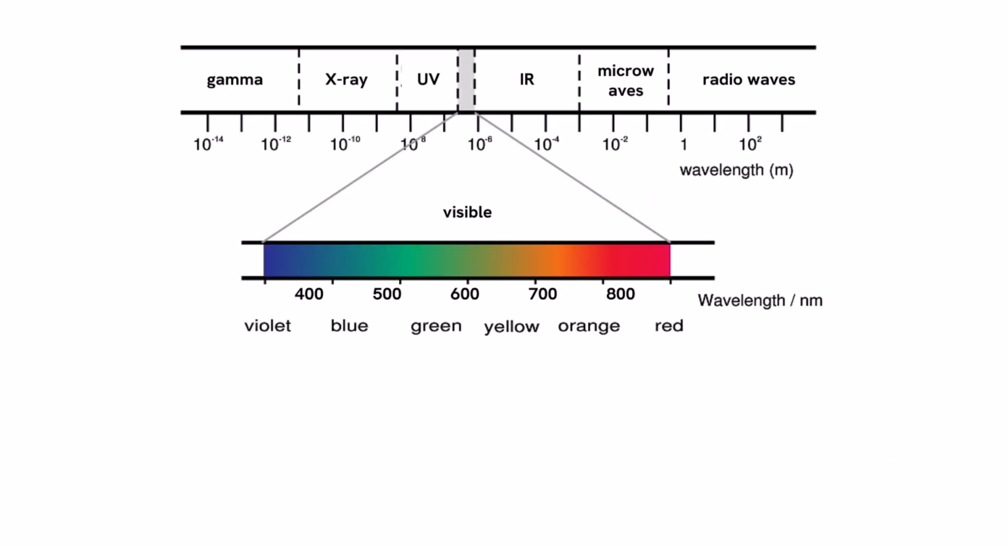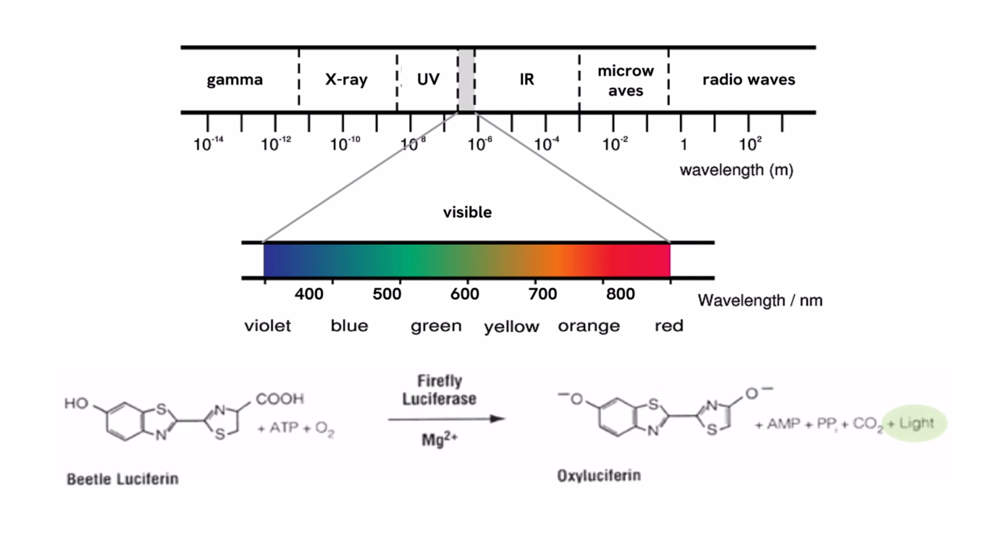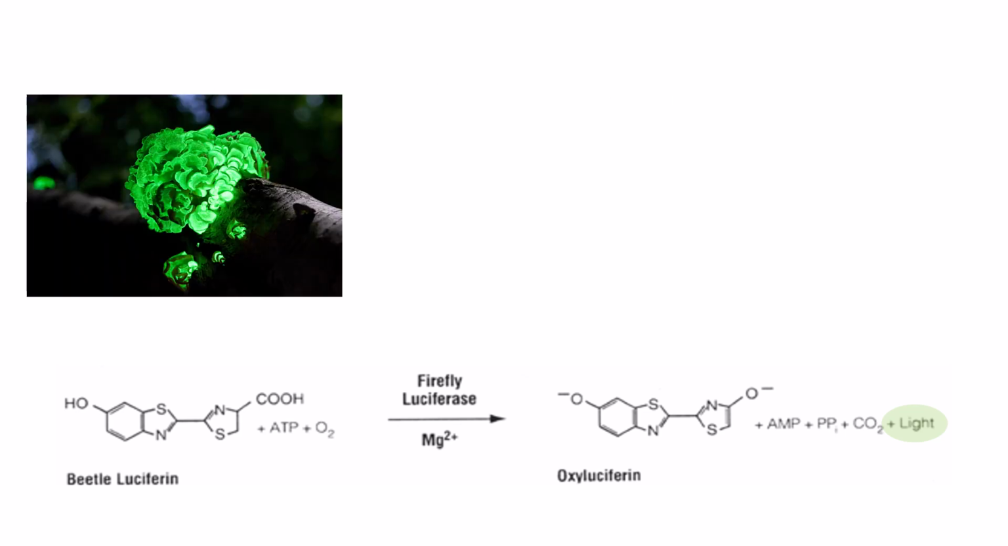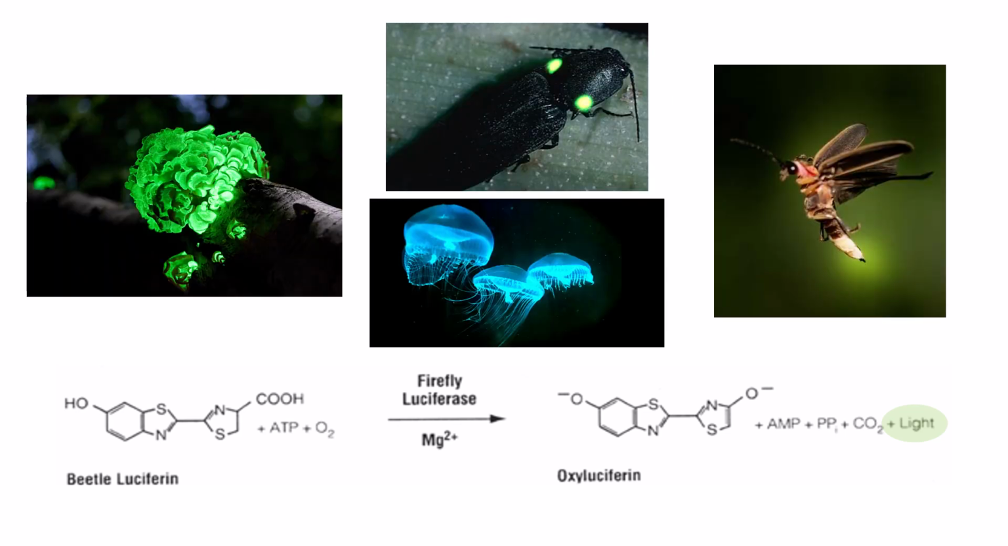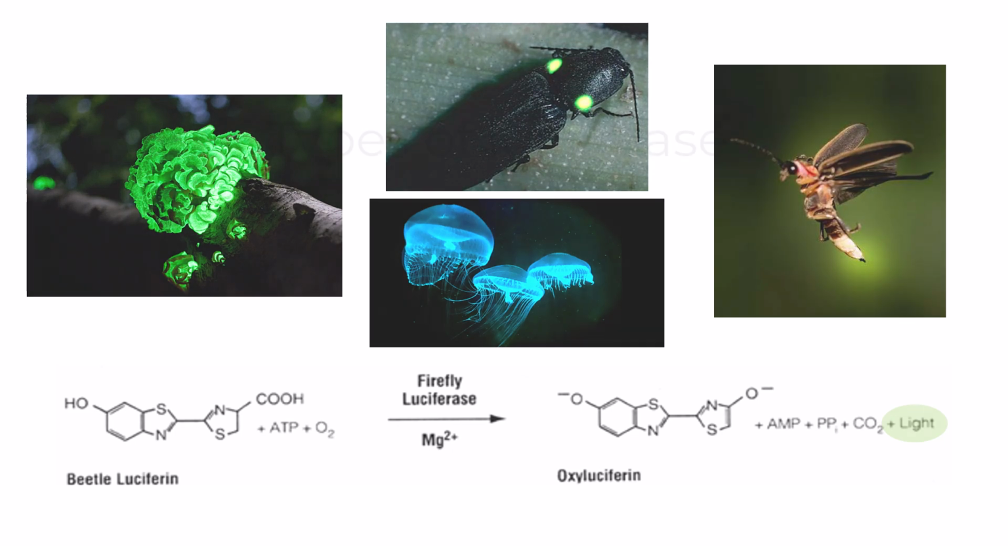Bioluminescence is visible wavelength light that is produced from a biochemical reaction between an enzyme called luciferase and its substrate. This reaction can be found in nature in some fungi, beetles, marine life, and in fireflies. The enzymes that produce light have been identified and can be incorporated into mammalian cells using gene editing techniques.